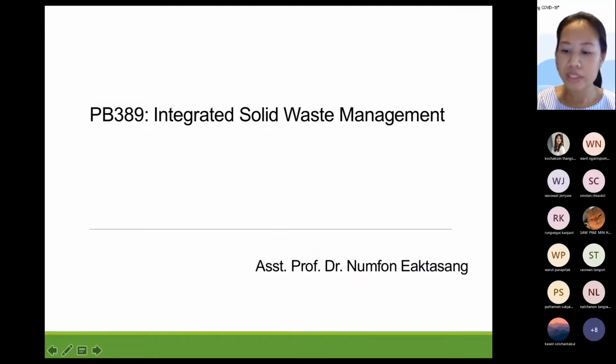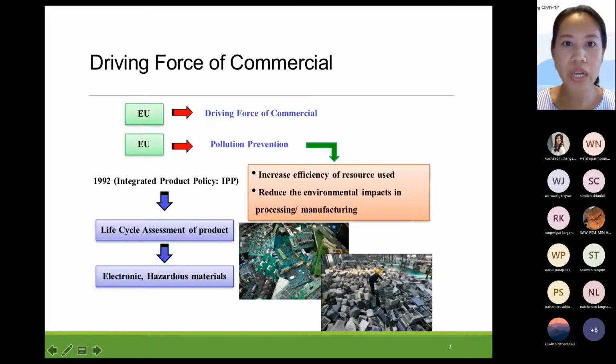Okay, let's continue to the next topic today about life cycle assessment, right? Before we learn about it, why is it important? Nowadays, we know the driving force of commerce is that around the world they are concerned about environmental impact and environmental issues, because of global warming and climate change, right?